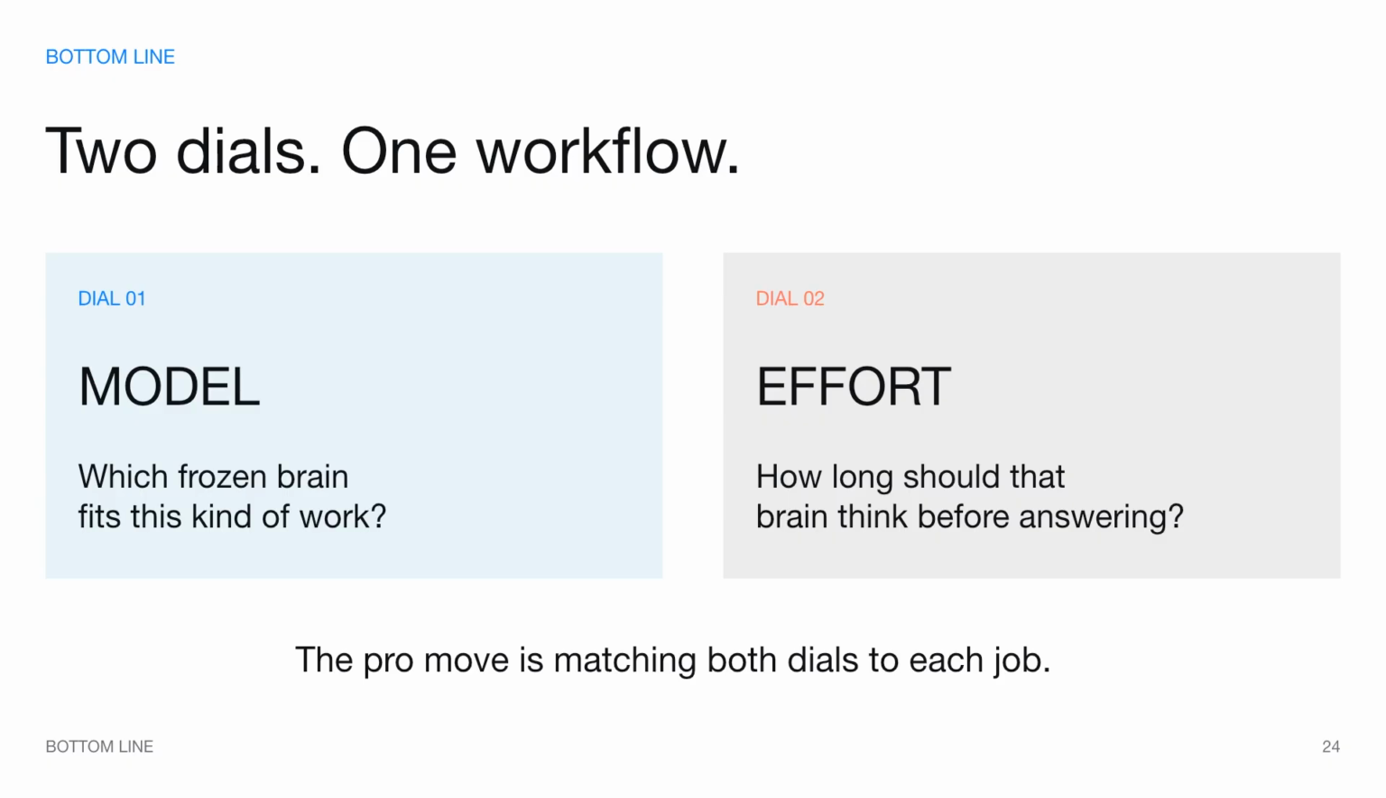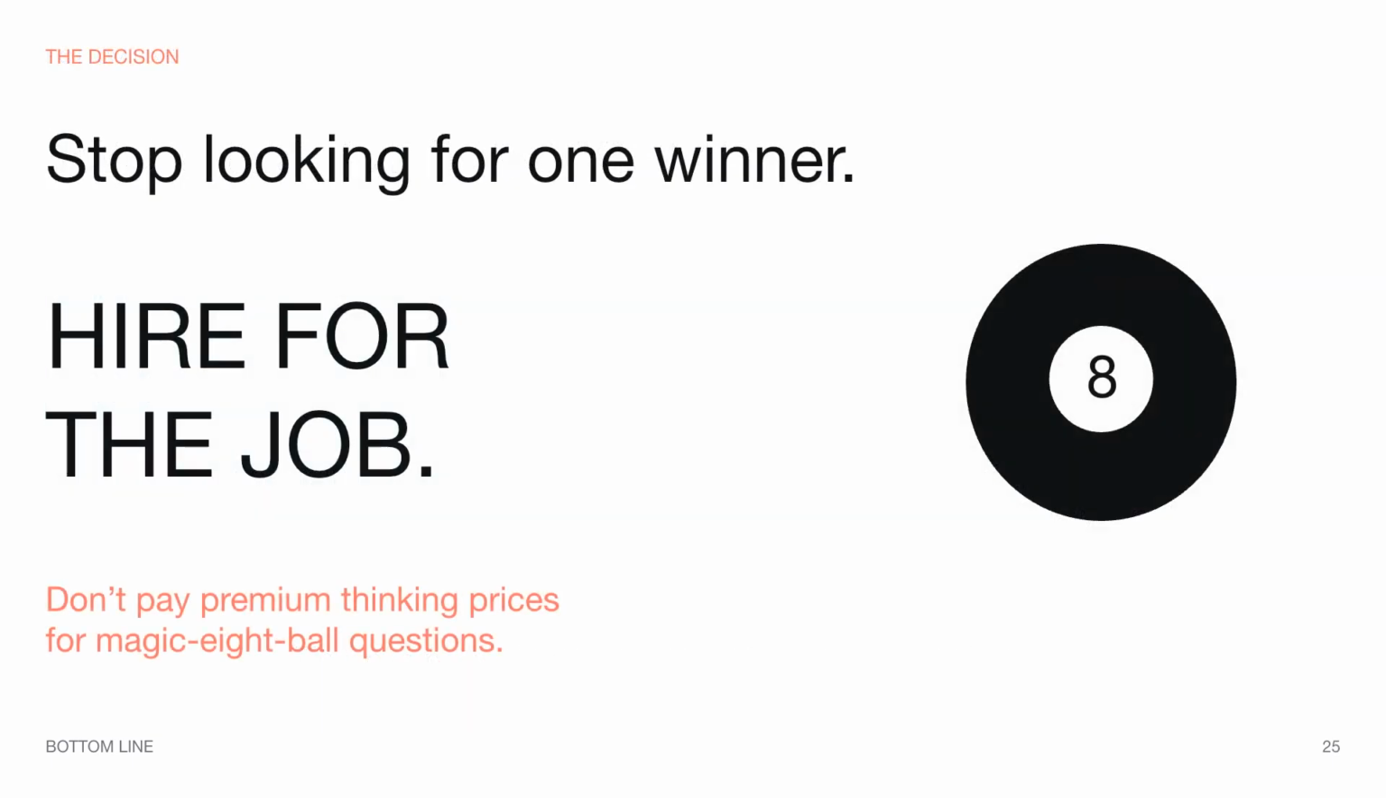So bottom line, and then I'll let you go. A model is a frozen brain, and different brains are good at different things. Effort level is how long you let that brain think. And it's a completely separate dial from which brain you picked. Fable 5, ChatGPT 5.6. Both phenomenal. Stop looking for a single winner. Hire for the job. And whatever you do, stop paying premium thinking prices for questions a magic 8-ball could handle. The garage is getting cleaned either way.